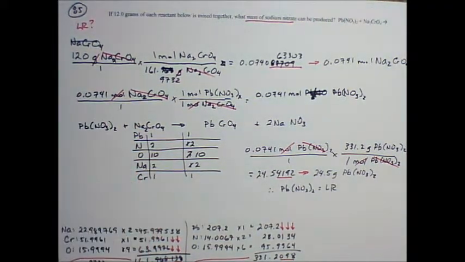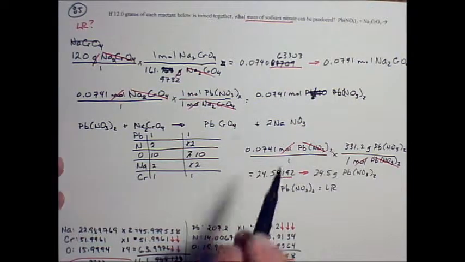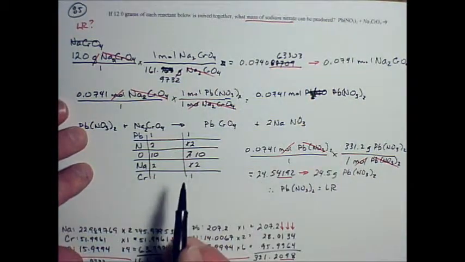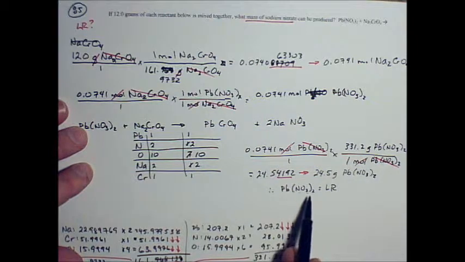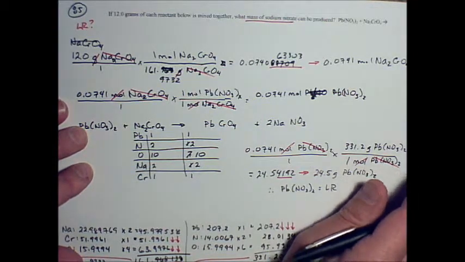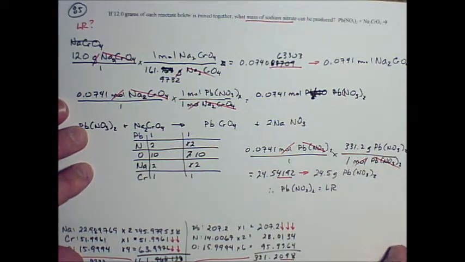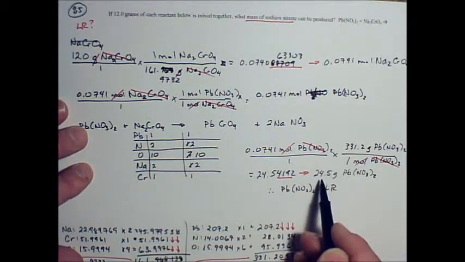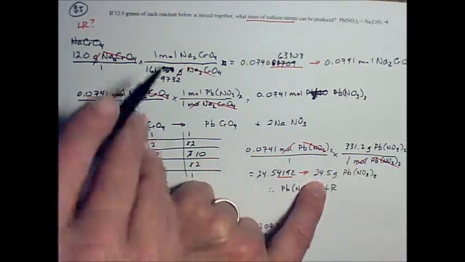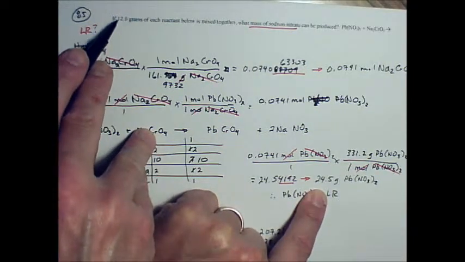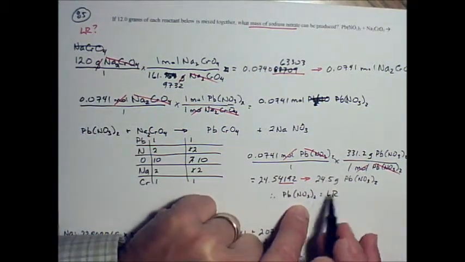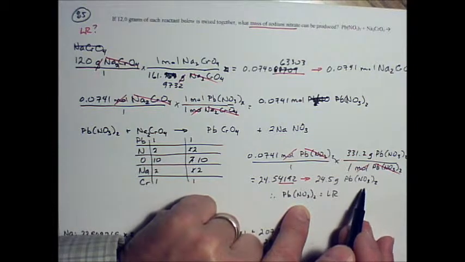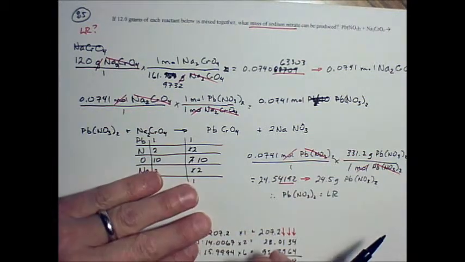Okay, now the problem isn't asking for the limiting reactant, however. It's asking for what mass of sodium nitrate it would produce. But this is what we have to start with. Carolyn said that if the amount you calculate, this is the amount we calculated, is greater than the amount we were given, 12, then this chemical species is the limiting reactant.